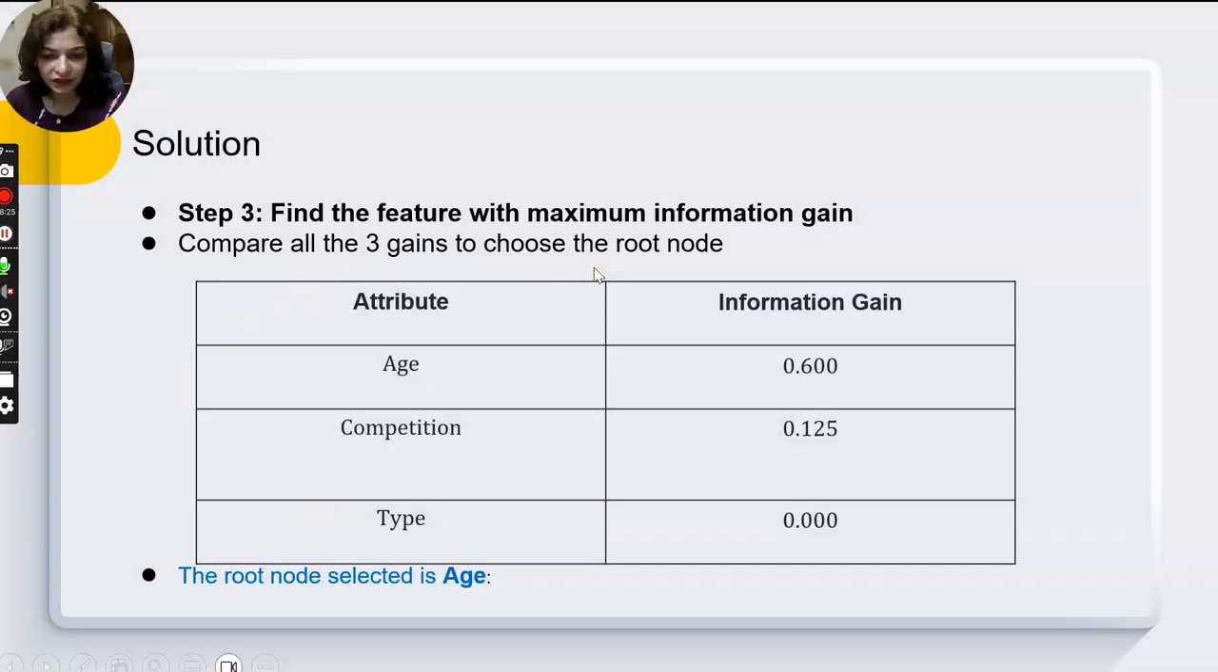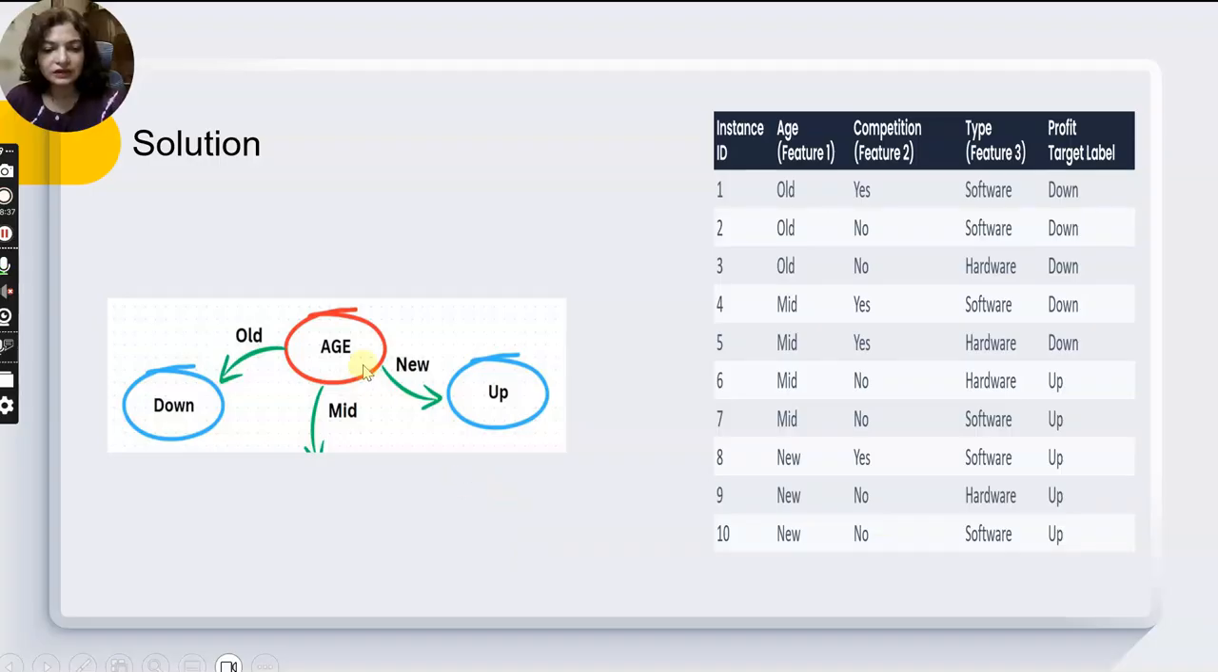Let us now compare all the information gains that we have calculated. For age, it is 0.6, competition 0.125, for type it is 0. So age has got maximum information gain. So we'll select the root node as age. So this is my root node, age. And what will be the branches? The branches will be its values, that is old, mid and new. Now for all old, we have down. For all new, we have up. So we can therefore easily assign labels here, down and up.